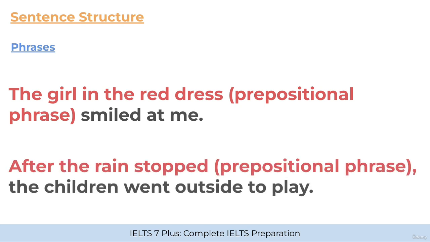Another prepositional phrase, after the rain stopped. This time we have after the rain and then stopped, the verb there. So there's different variations of words that you can have within a phrase, but they can be grouped together. And that's what we're referring to when we talk about, for example, prepositional phrases.